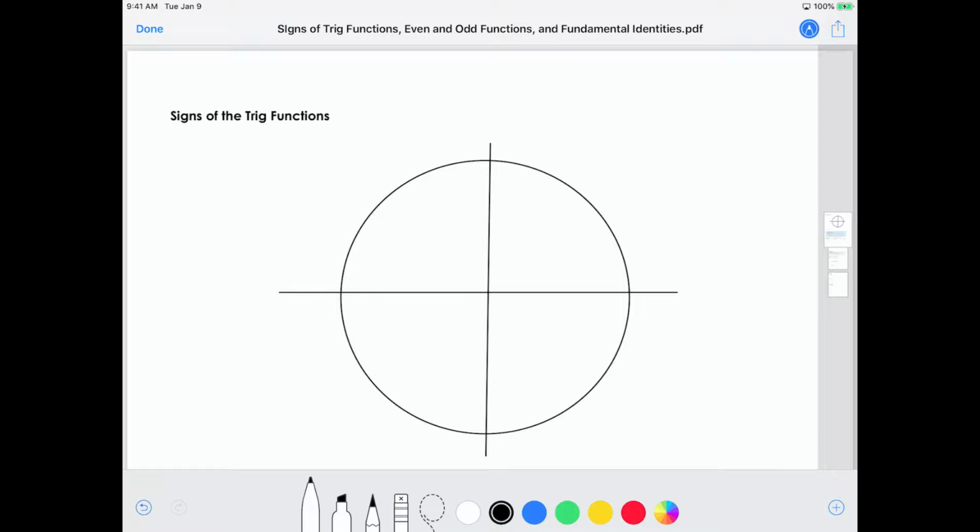So in this video, we are going to talk about the signs of all the trig functions. So I have the first quadrant, the second quadrant, the third quadrant, and the fourth quadrant. This is my y-axis and this is my x-axis, and we're talking about the unit circle. So my radius is going to be 1.